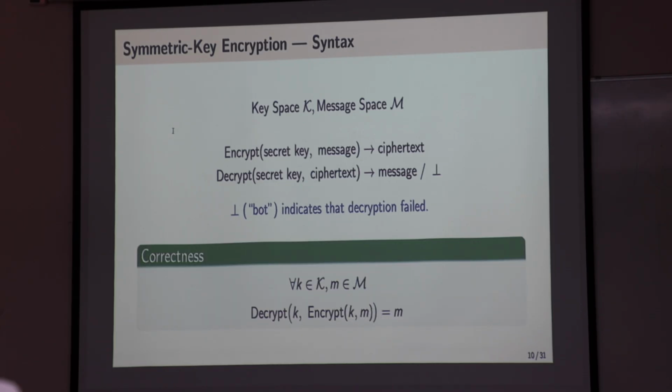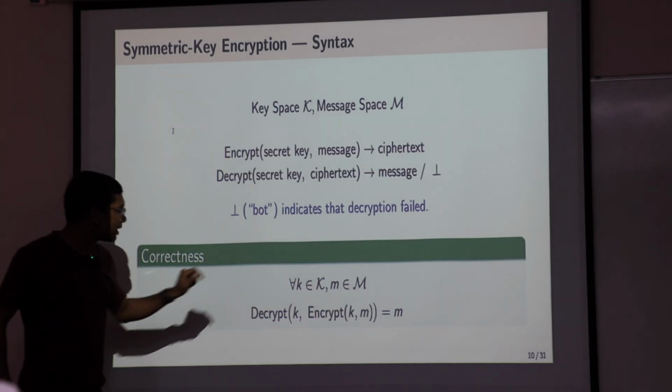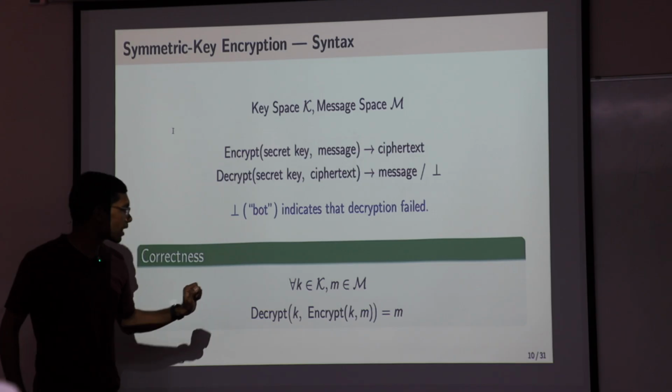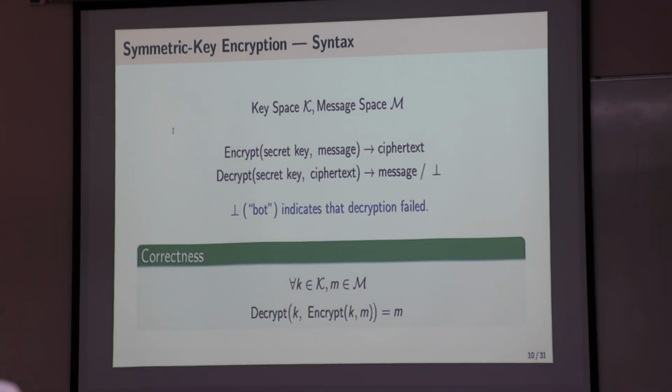So what correctness would you expect from a symmetric key encryption scheme? The correctness property is, if I encrypt a message M using a key K, and I decrypt using the same key K, then I should get back the message M. Okay? Make sense? Yeah? Now the question is, how did people use symmetric key encryption?